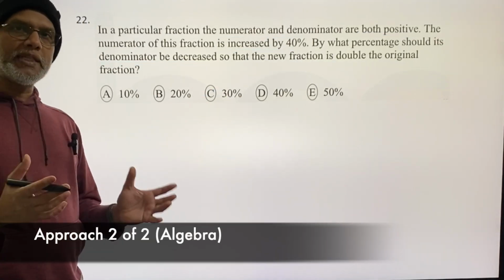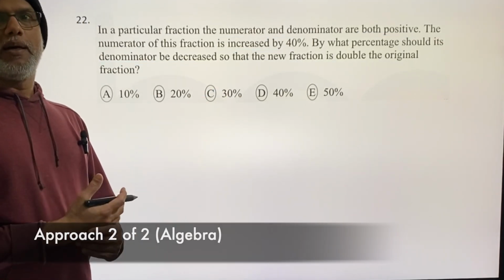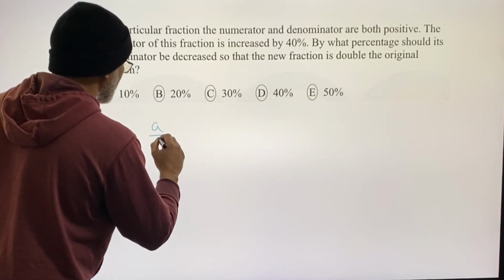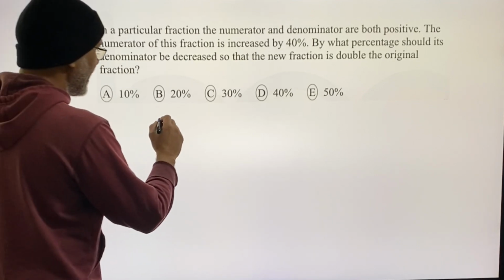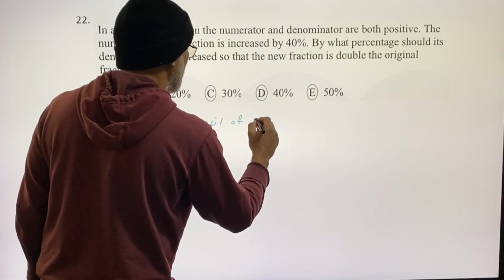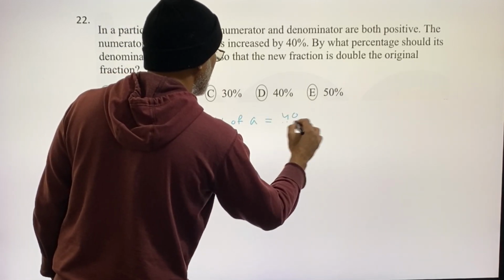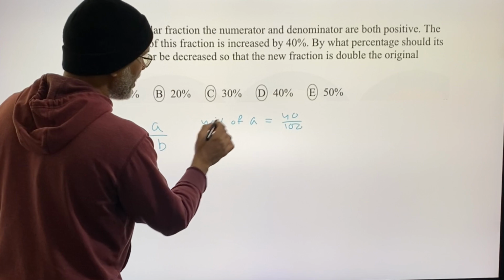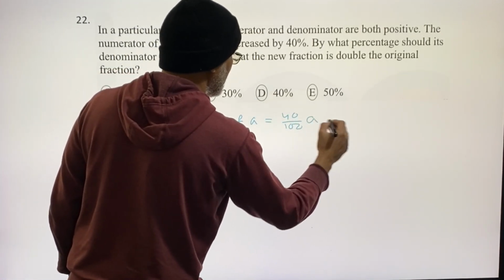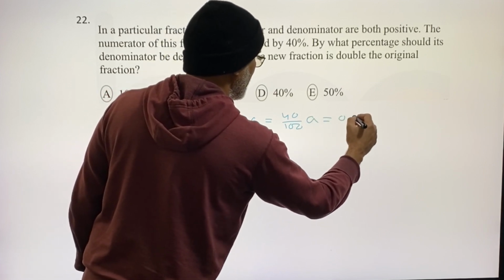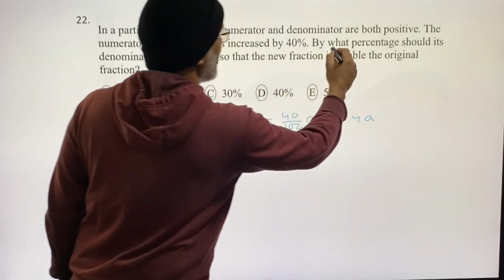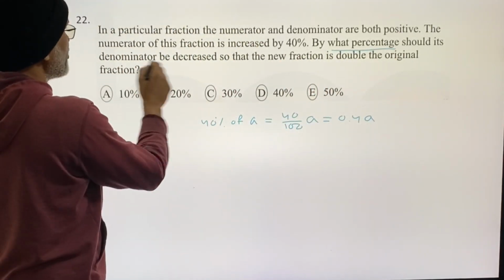All right, we can also do this using algebra. So let me show that now. Let the original fraction be A over B. Okay, so A is increased by 40%. So 40% of A is basically 40 by 100. Of means multiplication. That is 0.4 A. All right. Now, by what percent should its denominator be decreased?